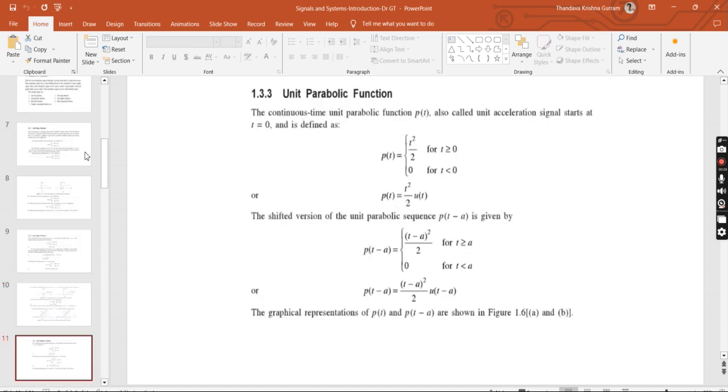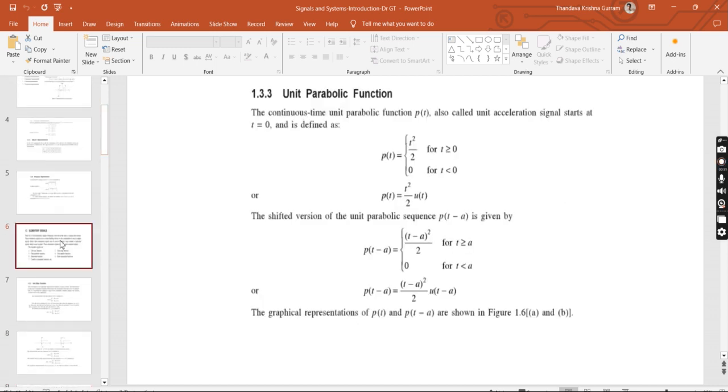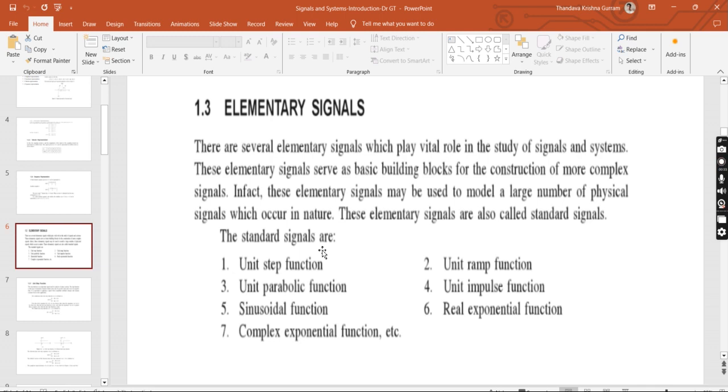Dear students, last class we completed the introduction of the signals. Today in this video we will discuss elementary signals, which play a vital, important role in the study of signals and systems. These elementary signals serve as basic building blocks for the construction of more complex signals. In fact, these elementary signals may be used to model a large number of physical signals which occur in nature.